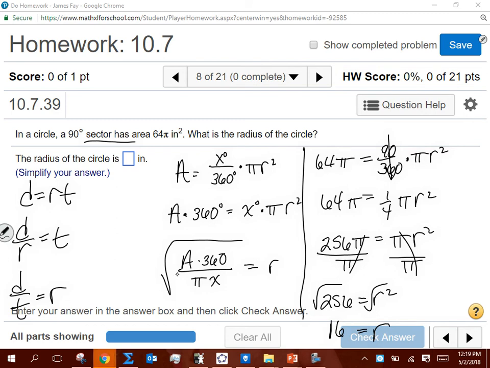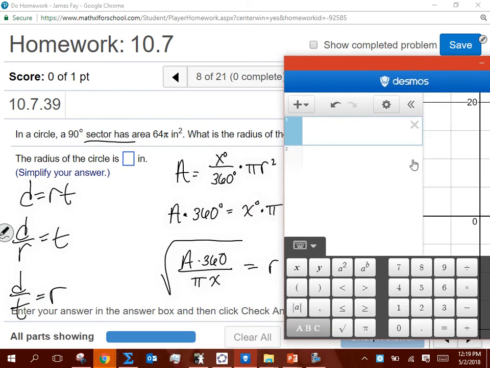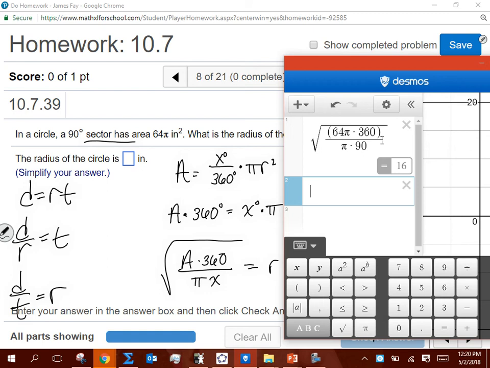Let's see if that gives me the same thing here. Okay? Let me just use Desmos to type all this in for us. If I type in square root of, what do we have, 49 pi times 360, and divide that. Oh, 49. Wait, I think we did 49 in the last class. Sorry. 64. Relax. And then we did what? Pi times x, which was 90, right? To give us 16? All right.